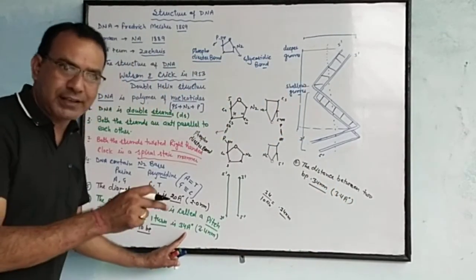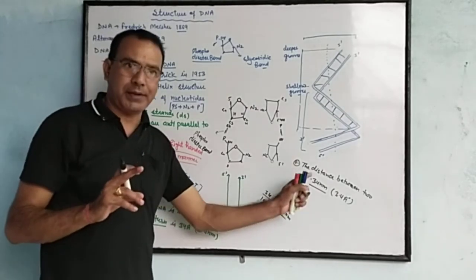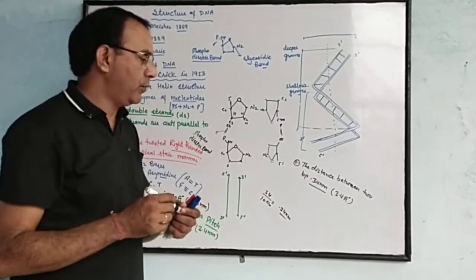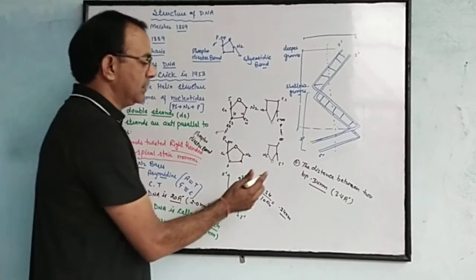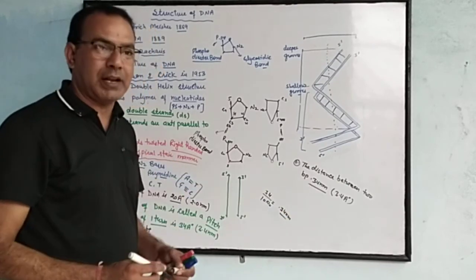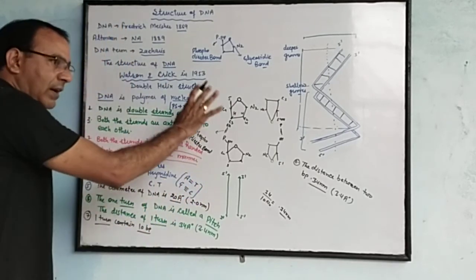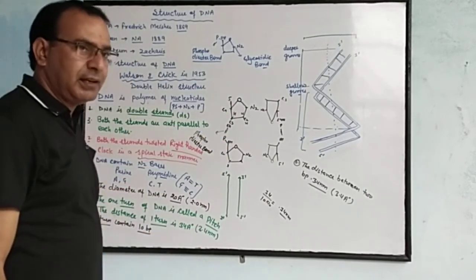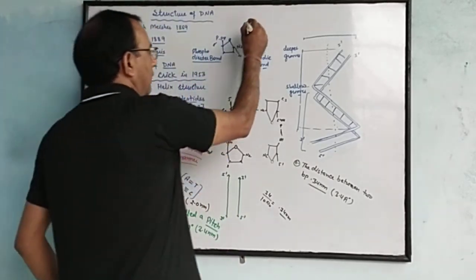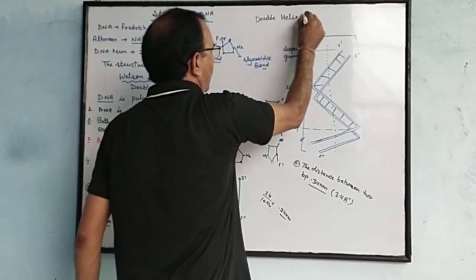This is the 34 angstrom, which is the distance of one turn, and one turn contains 10 nitrogen base pairs. The consecutive distance between two base pairs is equal to 0.34 nanometer, or we can also write it as 3.4 angstrom. This model was proposed by J.D. Watson and Crick in 1953, and they called it the double helix model.